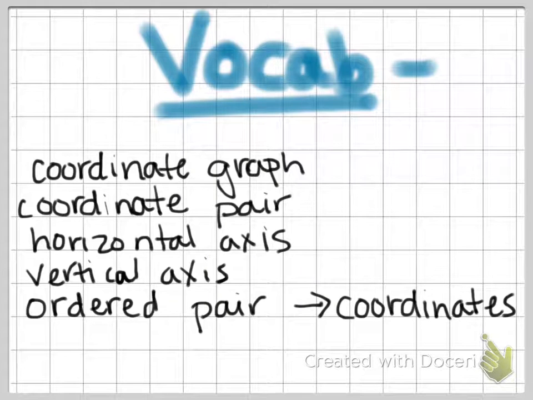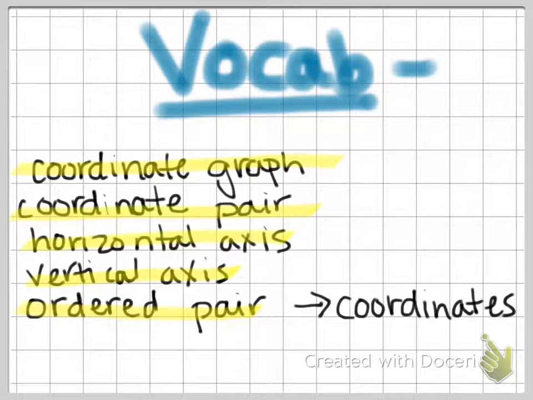So there's a lot of vocabulary with this. We know that we're using what's called a coordinate graph, which then also would give us a coordinate pair. I also called it an ordered pair. The coordinates are the directions. The coordinates are which spot on the horizontal axis and which spot on the vertical axis, or which spot on the x and the y axis. You're going to hear all of those things interchangeably.